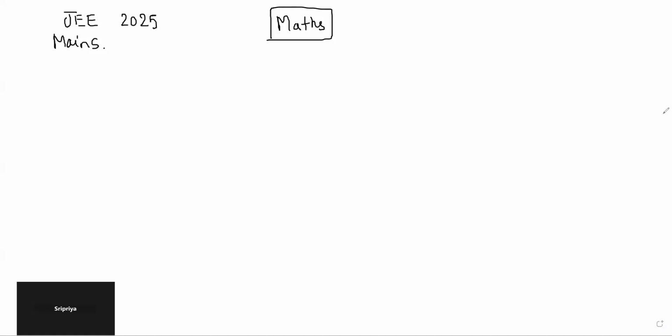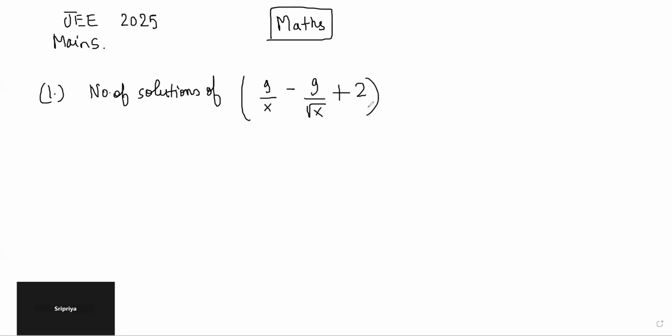Okay, let's start with the first question. The first problem is this one. Number of solutions of the equation 9 by x minus 9 by root x plus 2, 2 by x minus 7 by root x plus 3.